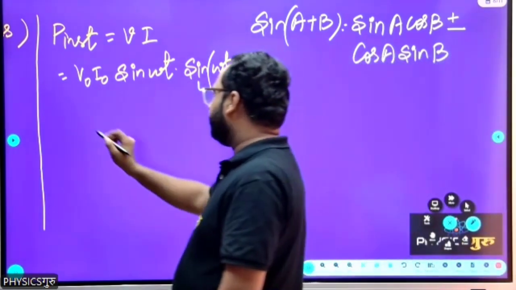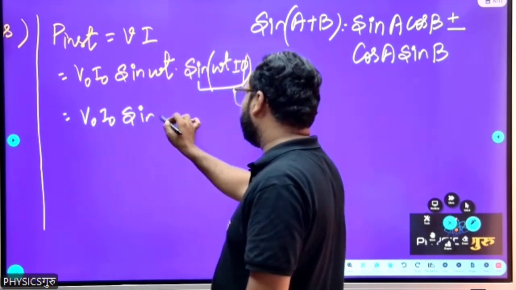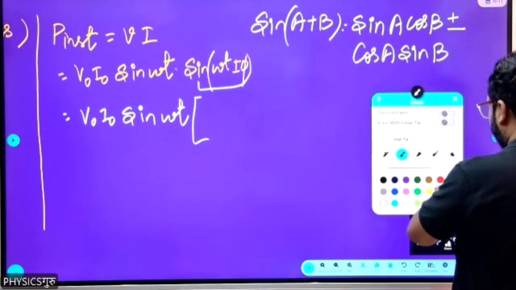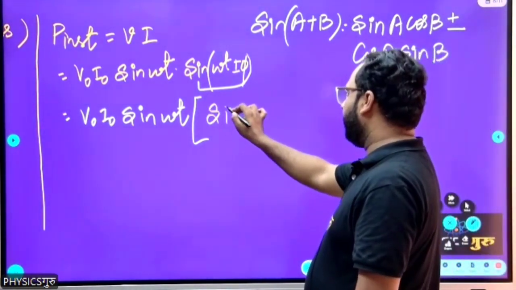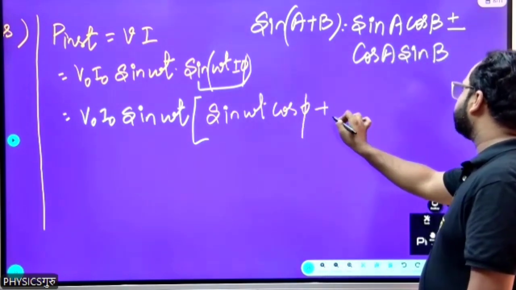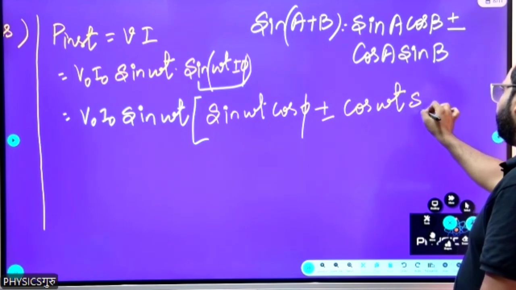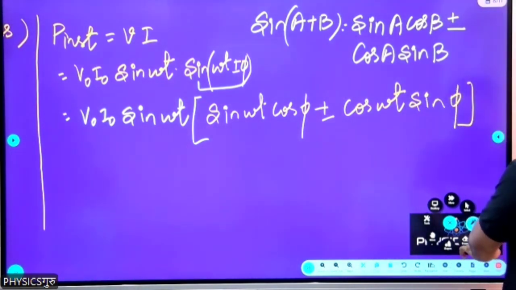Now open the bracket. So we can write it as V naught I naught sine omega t. Apply the bracket, sine omega t plus minus phi. What is the formula? Sine A cos B. So sine omega t cos phi plus minus cos omega t into sine phi. Remove the bracket.